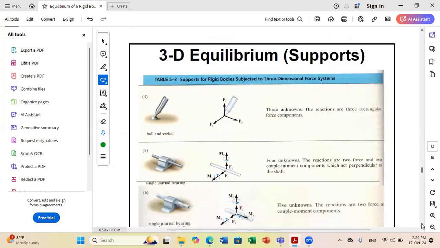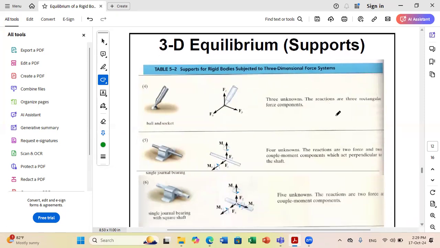Now, new types of supports that we'll have in 3D. The first one is ball and socket joint. What do we mean by ball and socket joint? Imagine that you have just the possibility of rotation, and you can rotate in all directions, but you cannot translate. Okay. So whenever I say ball and socket joint, it allows rotation in all directions, but prevents translation in all directions.